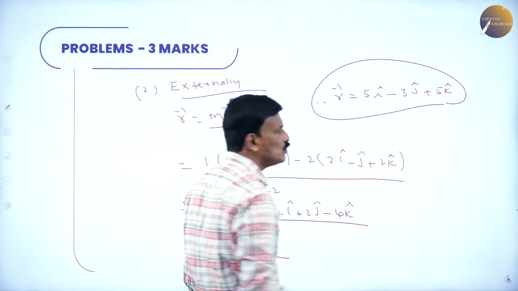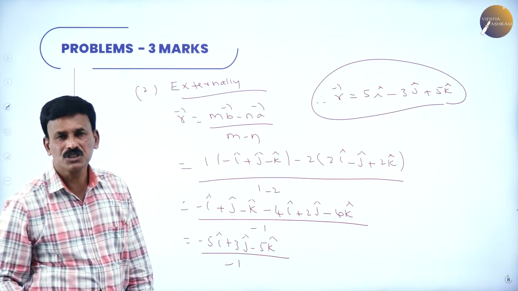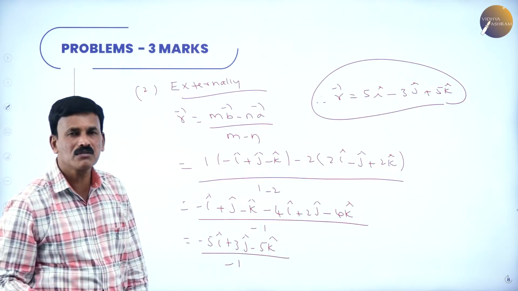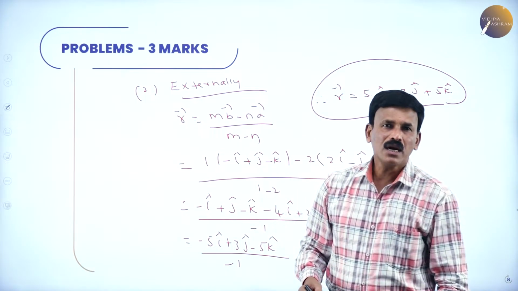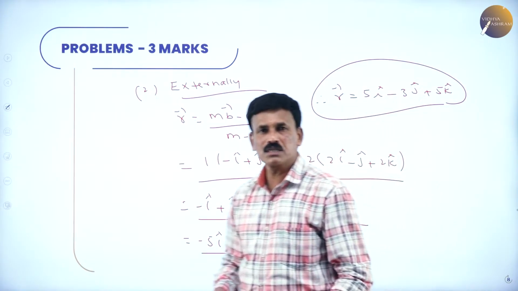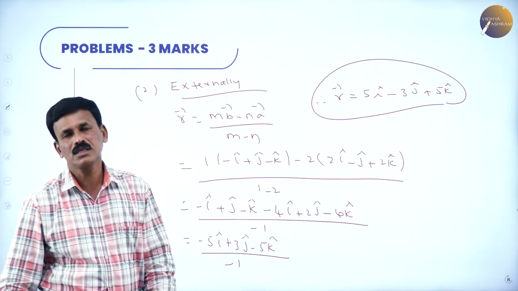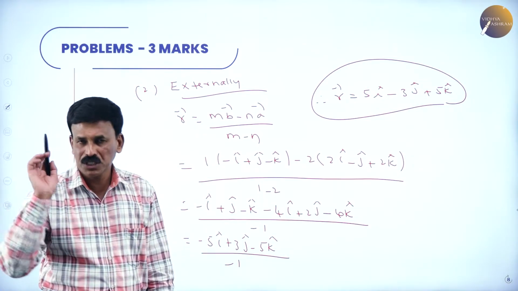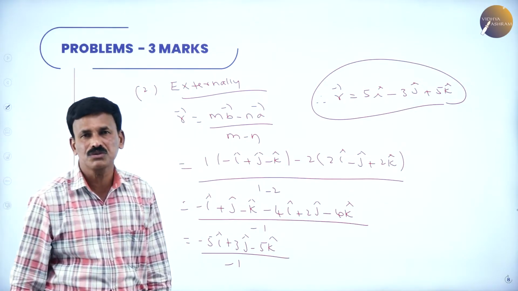So this is how you are going to solve the internal and external division, right? Internally it is given by m into vector b plus n into vector a divided by m plus n. Externally it is given by m into vector b minus n into vector a divided by m minus n. That's it. Okay. This is very important. Either a derivation or a problem you will get definitely for 3 marks. No doubt in it.